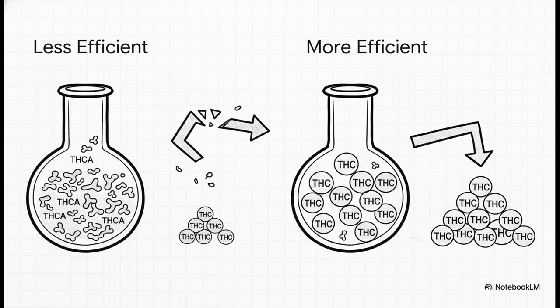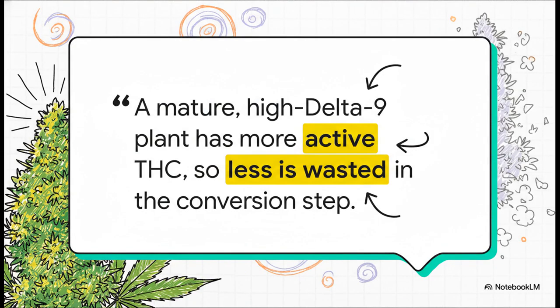You're not losing as much in that chemical conversion process because, as the plant matured, it already did some of that work for you. This quote from the source material just wraps it all up perfectly. A more mature plant basically gives you a head start. By having more active delta-9 from the get-go, you minimize the waste that's just baked into the conversion process. It's not just about the total number, it's about what form that number is in.